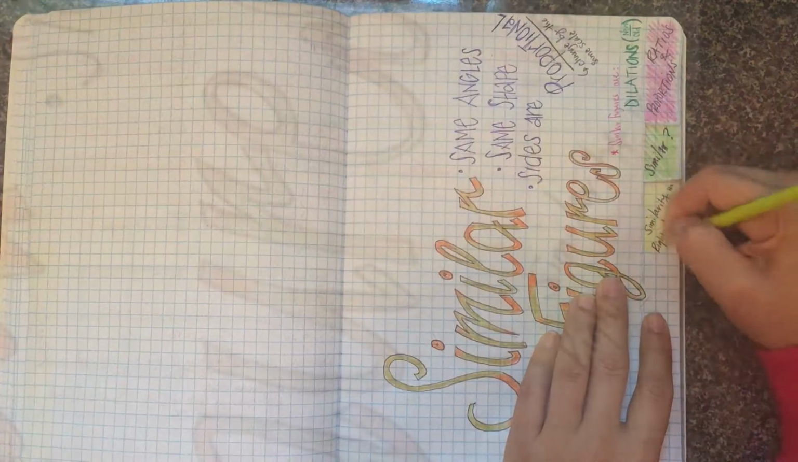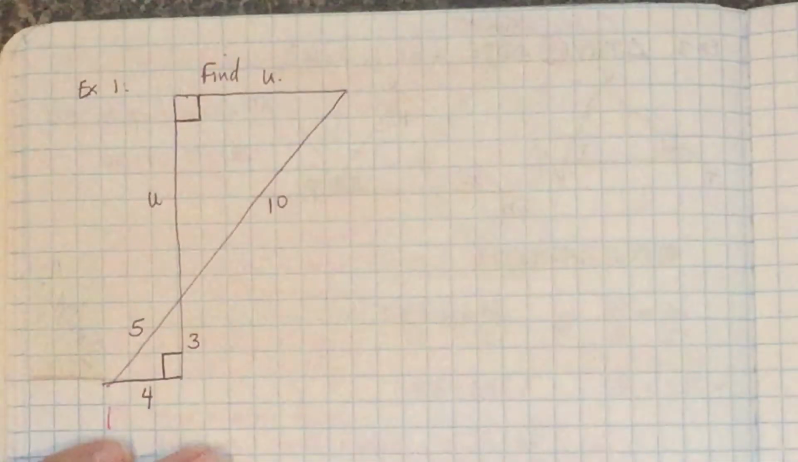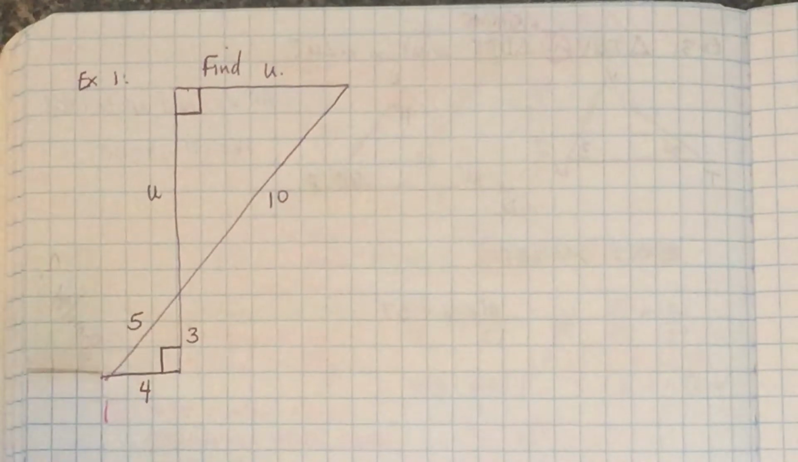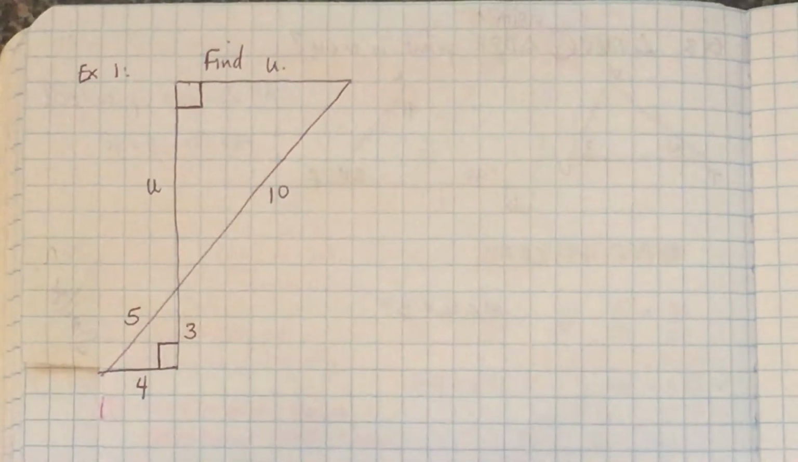Alright, we're going to take a look at similarity in right triangles. So go ahead and make your tab. I'm going to pause the video and copy the two questions down, one on the left hand side and one on the right hand side.